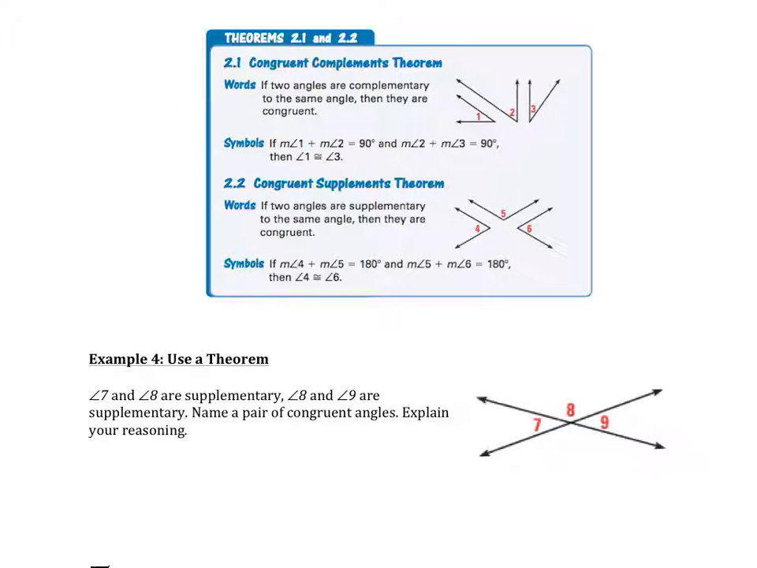What they say is if you have two angles that are complements to the same angle, then that makes those two angles congruent. The same thing with supplements. If you have two angles that are supplements to the same angle, then those two angles are congruent.